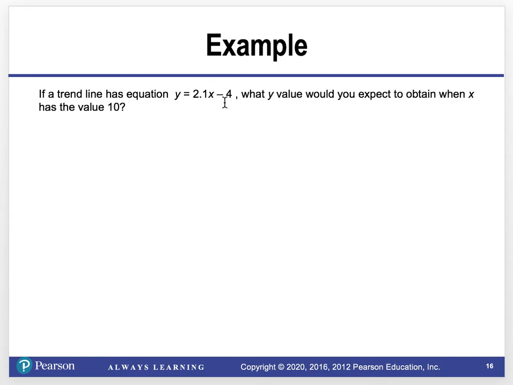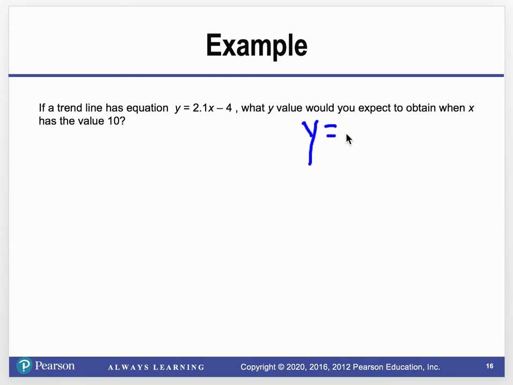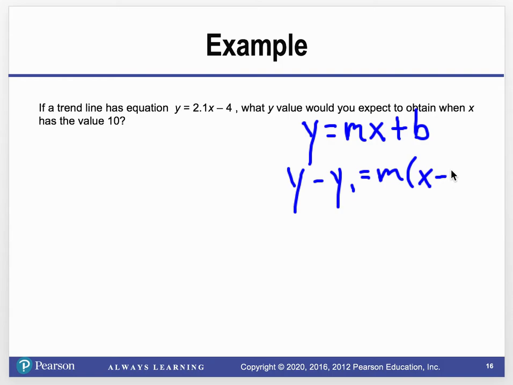So I need to remember from my college algebra, right, that my equations of a line are y equals mx plus b and y minus y sub 1 equals m times x minus x sub 1. So remember these two equations from college algebra.